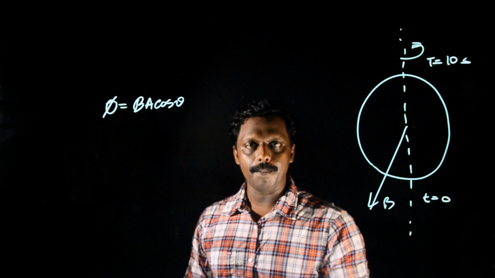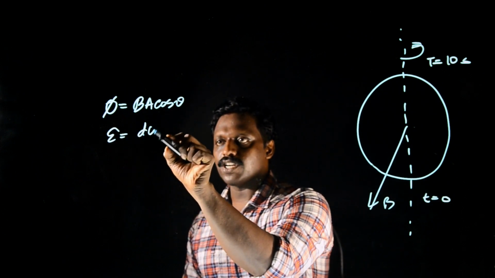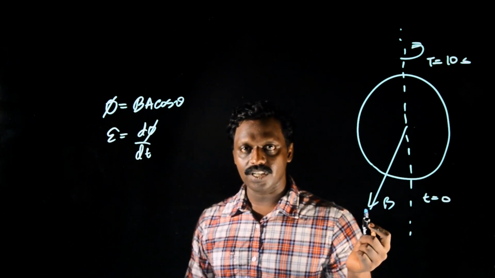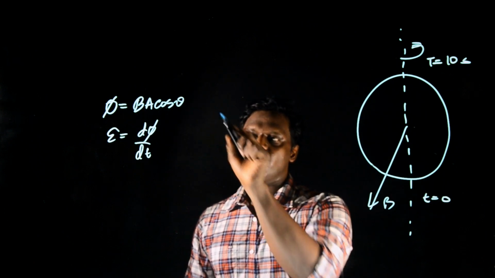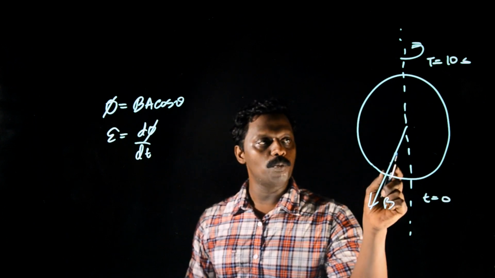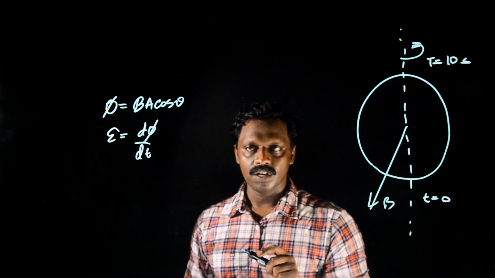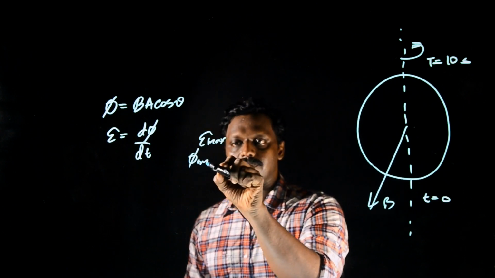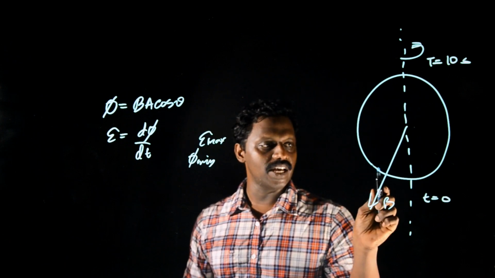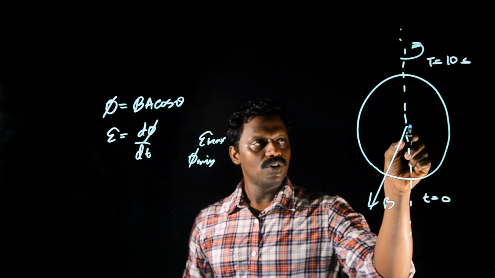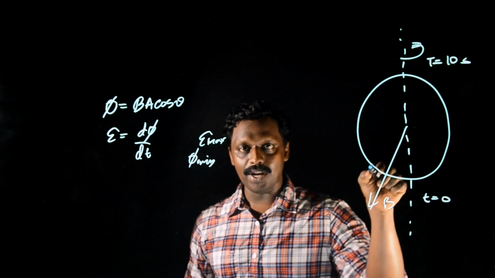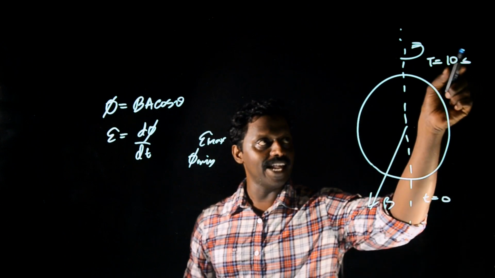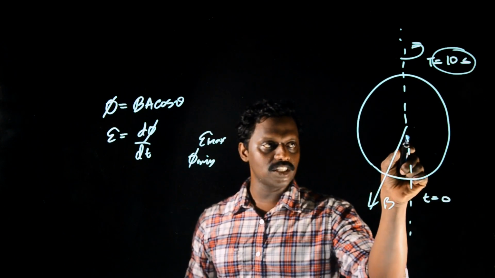Now, the induced EMF is equal to time rate of change of magnetic flux. Here the magnetic field is constant, area is constant, and the factor which changes is the orientation of the loop with the magnetic field, which is given by theta. So the EMF will be maximum when the flux is minimum and vice versa. So we can say that at t is equal to 0, the plane of the loop is perpendicular to the magnetic field and it rotates in 10 seconds. So the flux is now maximum.